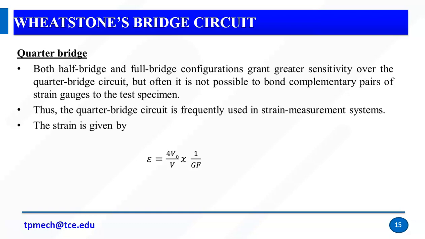Generally we use the strain is given by this formula: 4 V0 by V into 1 by GF. So this is a formula for strain, right? So the previous strain was delta R by R. So that formula use pandrom. Strain is nothing but 4 V0 by V into 1 by GF. So the 4 stands for quarter bridge அப்படினால 1 by 4. அது reciprocal இங்க வரும் 4 by 1 so 4. So if it is half bridge அப்படினா இங்க 2 வரும் அவ்வளவுதான் 2 V0 by V, right? So this is what a half bridge is.